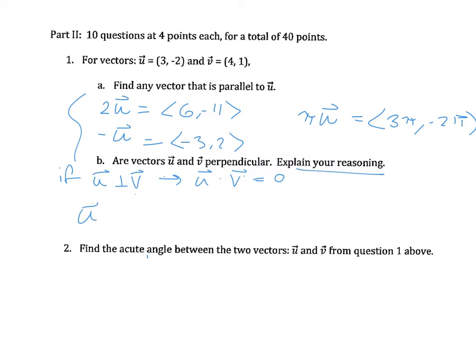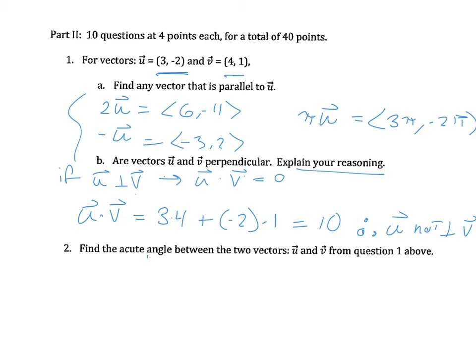So u dot v equals, looking up at my original vectors, 3 times 4, that's multiplying the x components, plus negative 2 times 1. If I add that together, I get 12 minus 2, or 10. Therefore, u is not perpendicular to v, because the dot product wasn't 0. We haven't figured out what the angle is, but we know for sure it's not 90 degrees. If it had been 90 degrees, that dot product would have come out as 0.